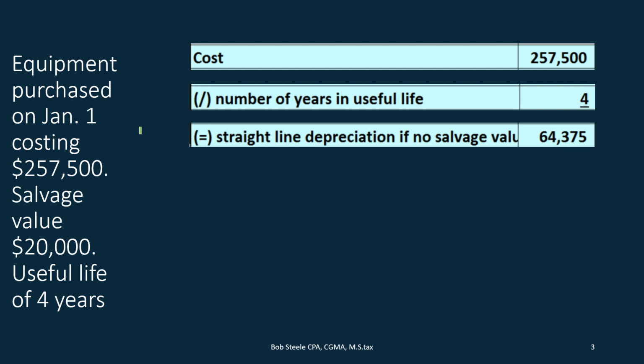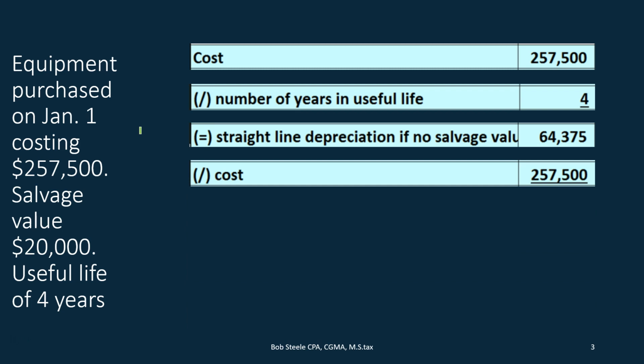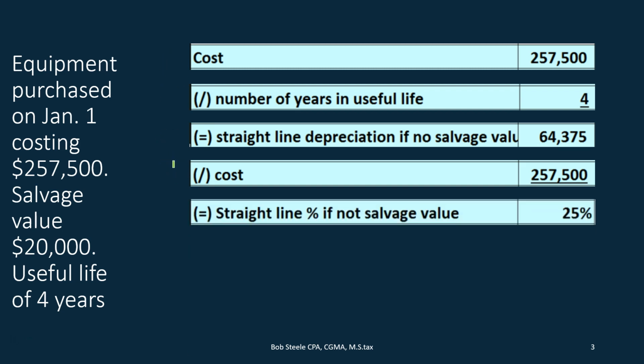We will have the salvage value as a factor, but it will come in at a later time. Then we're going to divide that by the cost, which is the same cost up here, of course, and that will give us our straight line percent if there was no salvage value. So what we're trying to do is say, okay, if we took the cost and multiplied it times what percentage in order to get that straight line rate, meaning if it's 4 years, of course, if we take the $257,500 and multiply it times 25%, that's how much we're going to depreciate each year to bring it down to 0 at the end of its life.